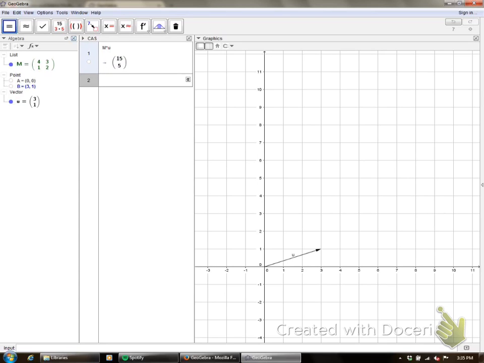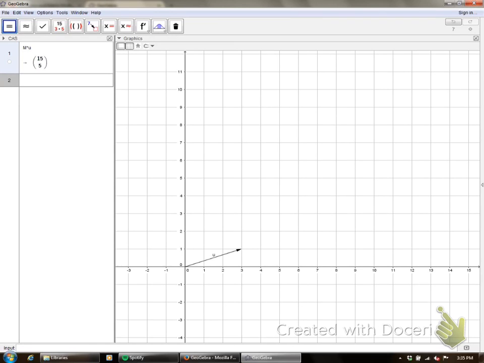But let's look at what happens if we graph it. Look at what happened. The graph of this vector is just a vector in the exact same direction, only 5 times as long. So I have multiplied my eigenvector times the matrix and ended up with a vector in the exact same direction but 5 times as long.